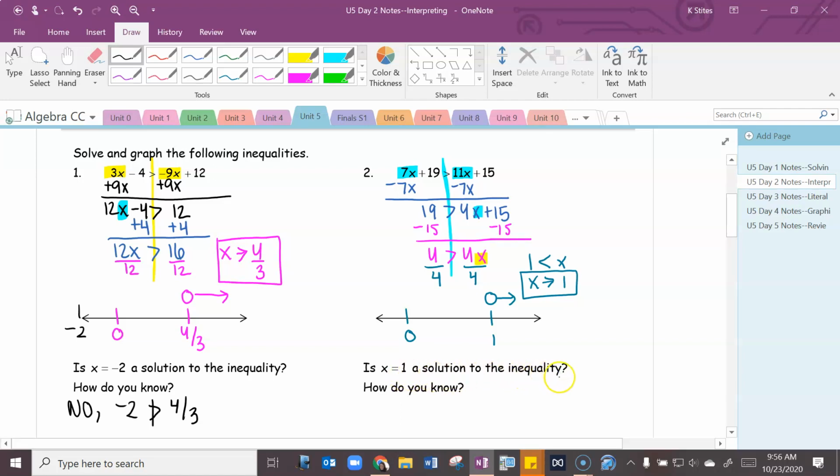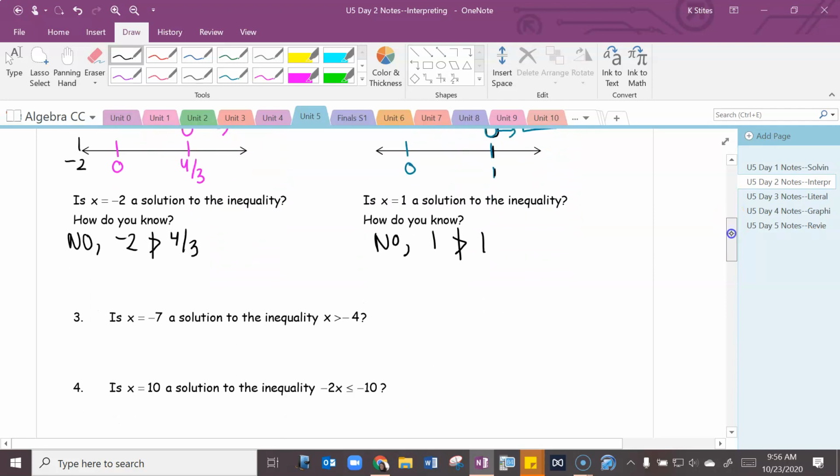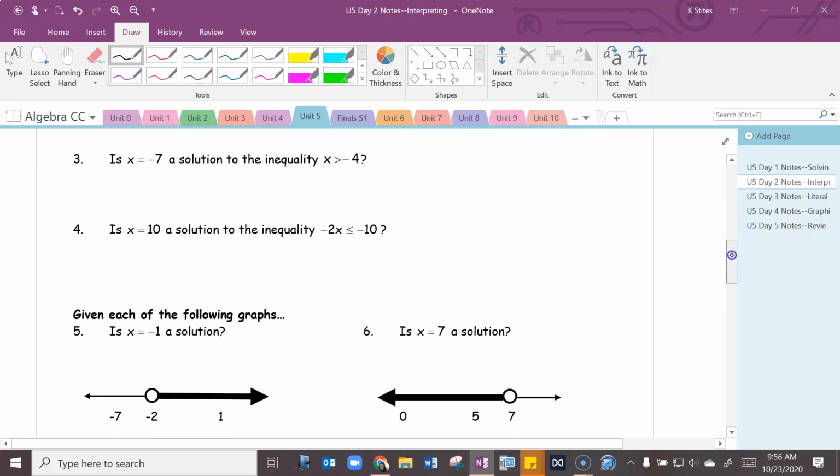All right, let's try this next one. Is x equals 1 a solution to this inequality? Well, 1 is right here. There's certainly the dot there, but notice it is an open dot. Okay, so 1 is not greater than 1. This is also a no. 1 is not greater than 1. We can also say it's not on our arrow.